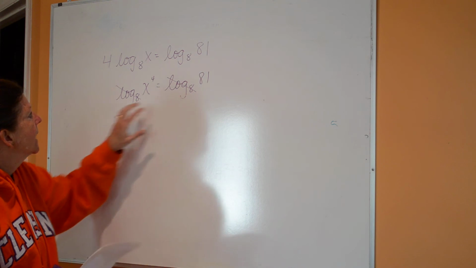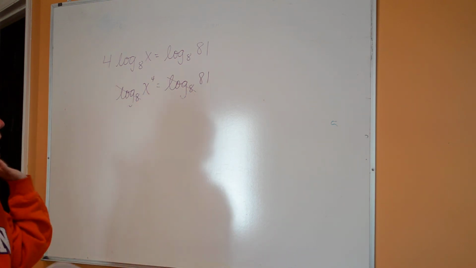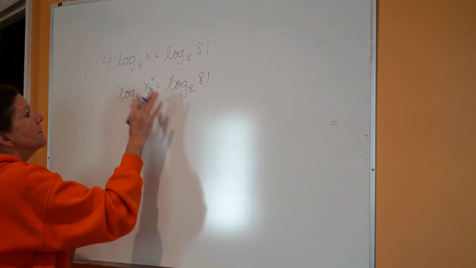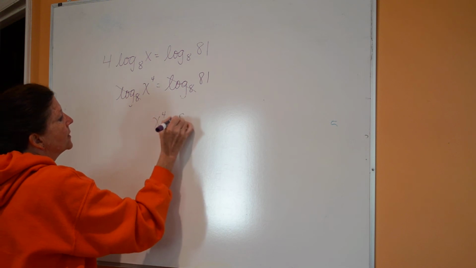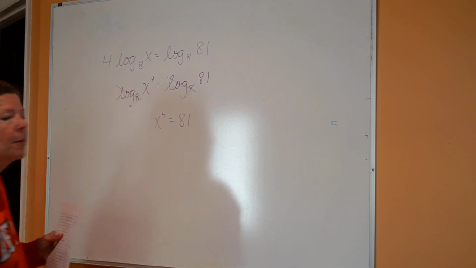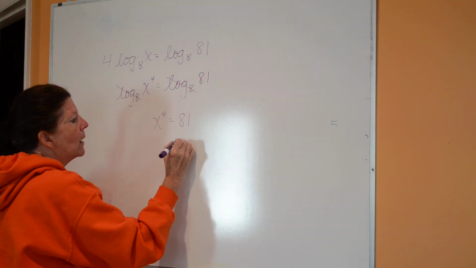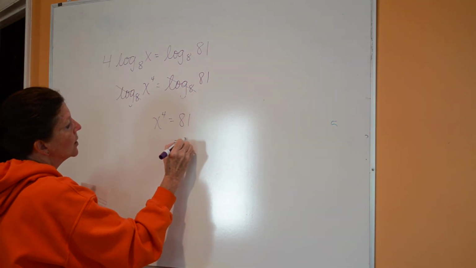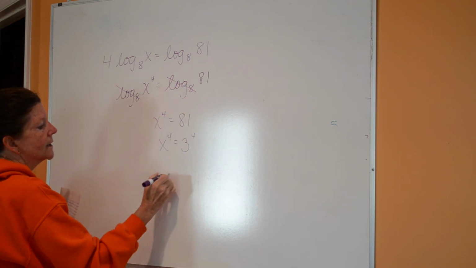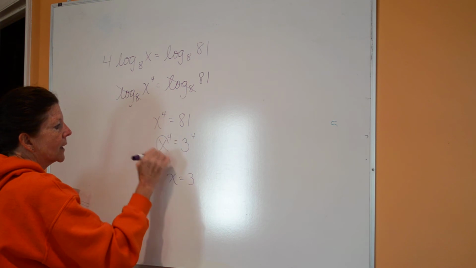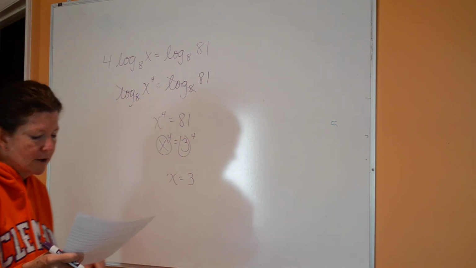Once I get it down to just a log on each side and the logs match up, I can cancel those logs out. It's like dividing by the log of 8. So I'm left with x to the 4th is equal to 81. Well, I want to break 81 down into a base and a power, and that's the same thing as 3 to the 4th power. So you can look at this and realize that x would have to equal 3. That and that would have to match up because their exponents match up.